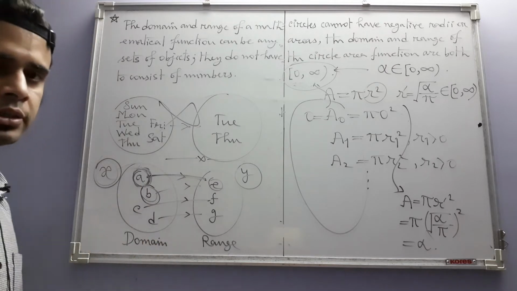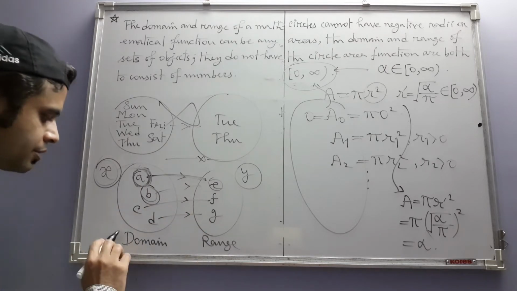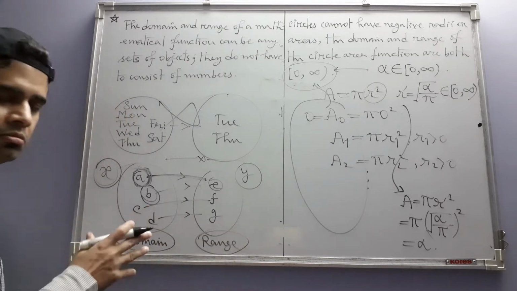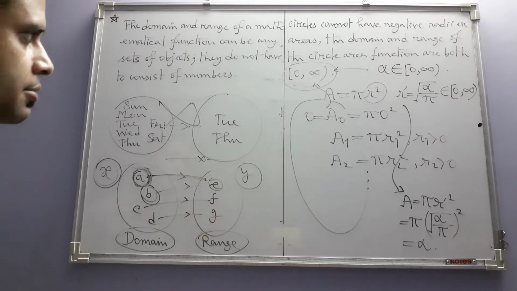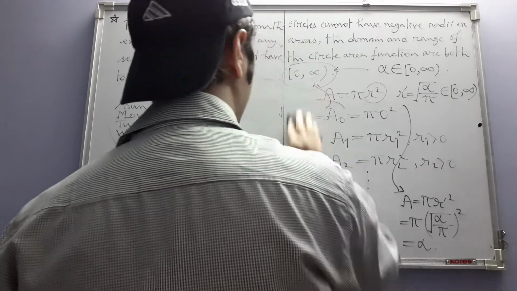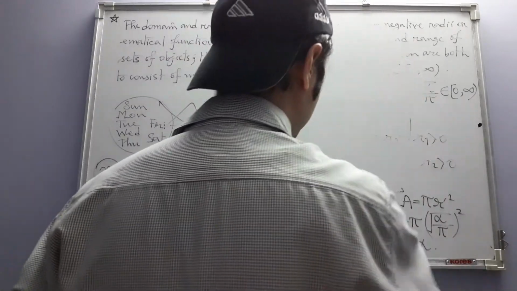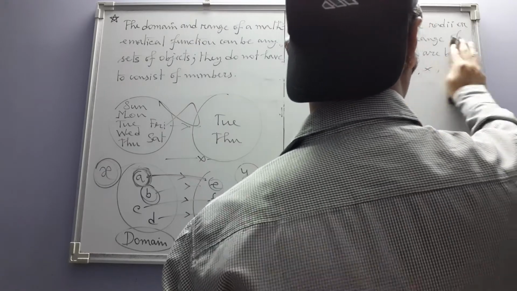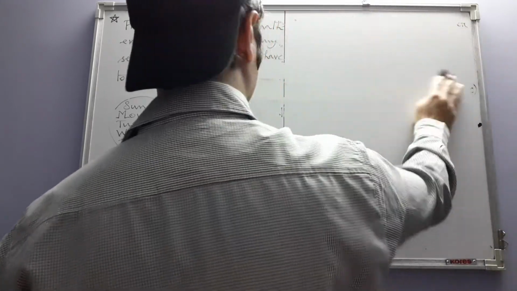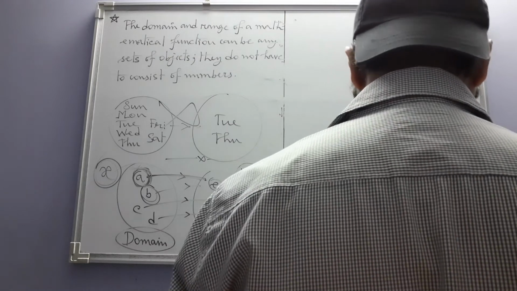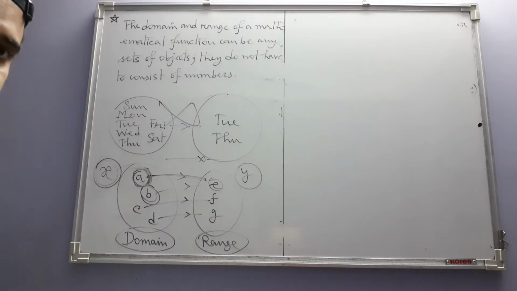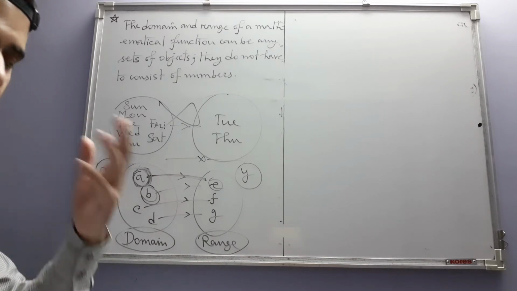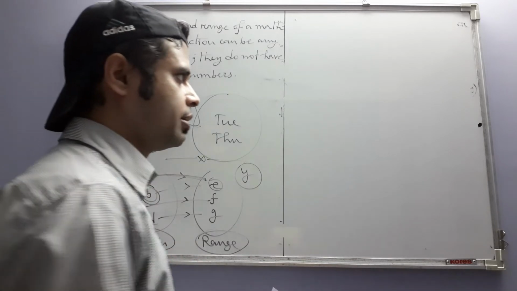And so this is a function that does not involve any numbers. So the domain and range both are just general sets which have some elements. They do not have to consist of numbers. They can be any sets of objects. But the functions with which we will deal mainly will involve numbers, because we will use that type of functions only in calculus.